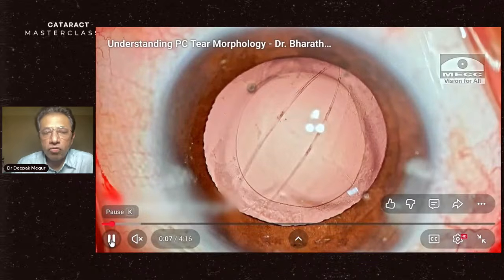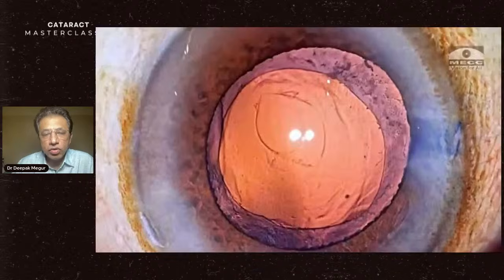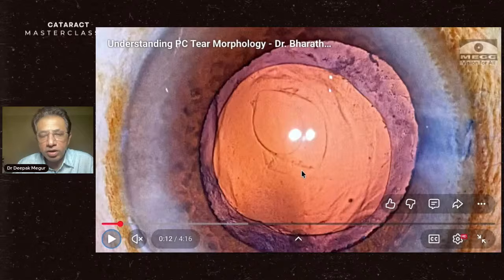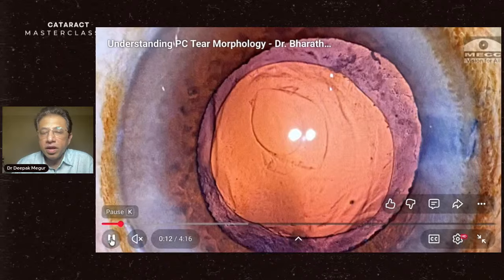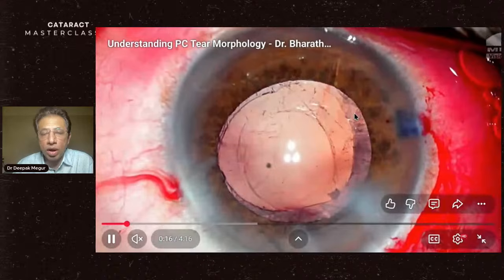So I call this morphology. How does a posterior capsule tear actually look like? Okay, let's try to understand. When we see there is a breach in the posterior capsule, I hope it's clearly seen. There is a breach in the posterior capsule. There is a loss of continuity. The PC is lost. What we see is that you can have two lines or you can have one line.